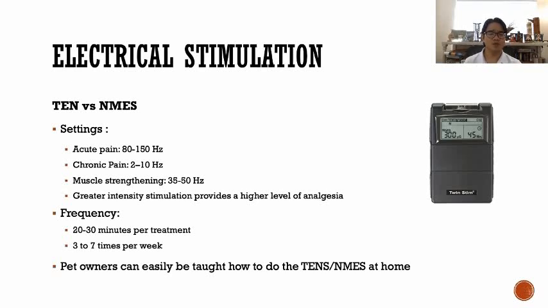Frequency-wise, you can do it 20 to 30 minutes per treatment. You can do it 3 to 7 times per week. Okay. When it comes to pain control using electrostimulation, I always emphasize that TENS units are generally for symptom care. We use that when the patient has pain. If the patient does not have pain, most likely they're not going to respond to TENS treatments. Okay. NMES, you can use it once a day if the patient is paralyzed, or until the dog is able to get back up and walk again.